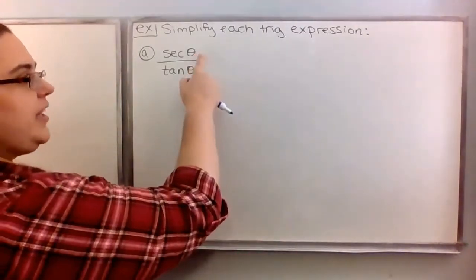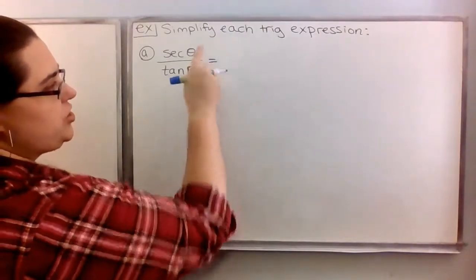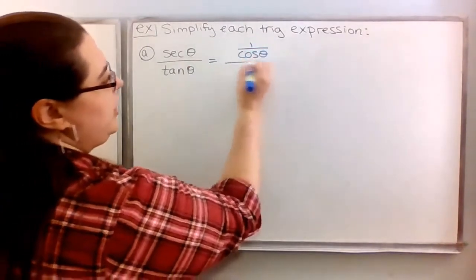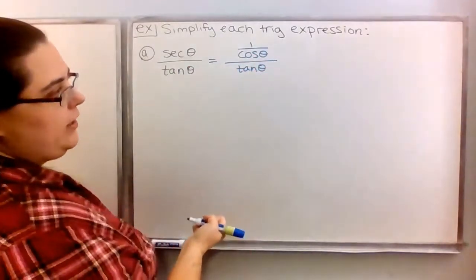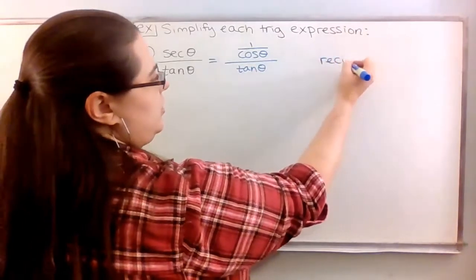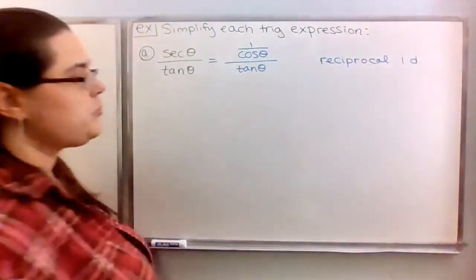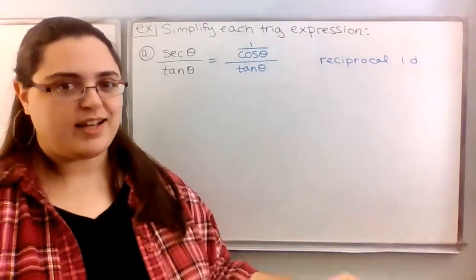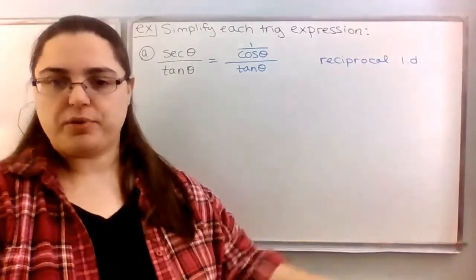I know that secant is going to be the reciprocal of cosine. So let's change that one first. We're going to get 1 over cosine theta, and that's going to remain over tan theta. And we're allowed to do that because that's the reciprocal identity. Now, as we go through this, we're going to want to try and do just one identity at a time to make sure we know deliberately which identity is being applied where and how.